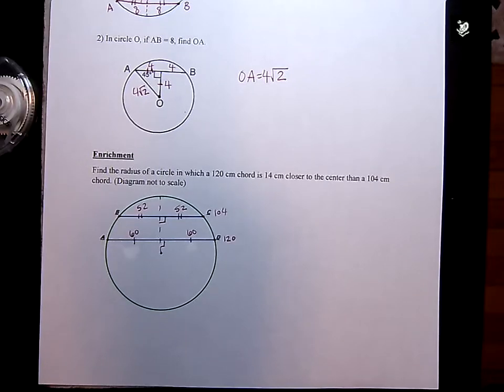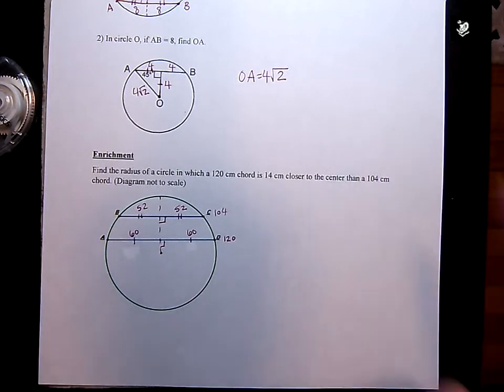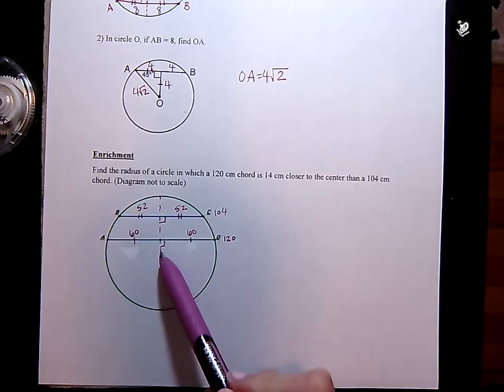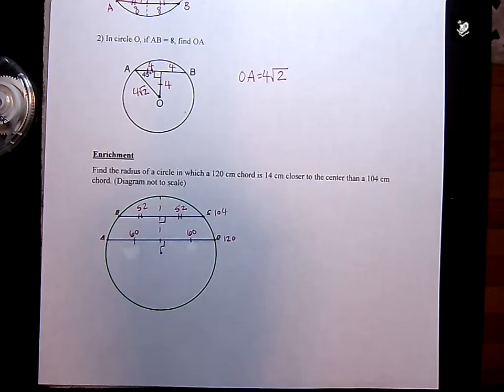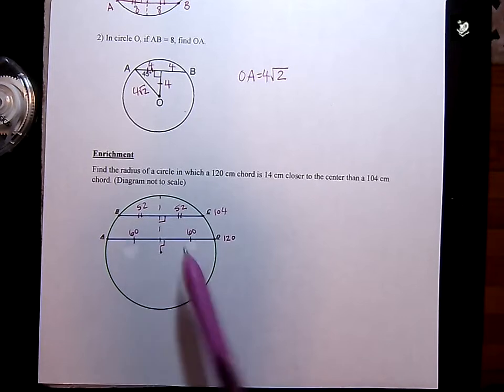So I just started filling in. I know that this one has to be the longer chord because the closer you are to the center of the circle, the longer the chord you are. The further out you are away from the center, the smaller the chord. So I drew in my own radius, and I drew it in such a way that it was perpendicular to the chords, which means that if a radius is perpendicular to a chord, it bisects it. So that's where these 52s and 60s come from.